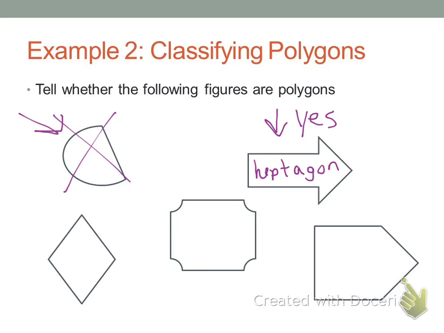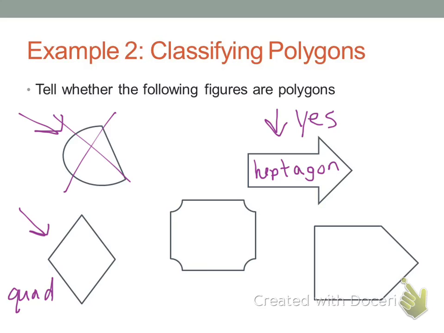All right, what about this bottom left one? Rhombus. Yes, it is. And what is it? It's a quadrilateral, and more specifically, it's a rhombus, okay? So it's a quadrilateral. I would accept just quadrilateral unless I was asking for something more specific.